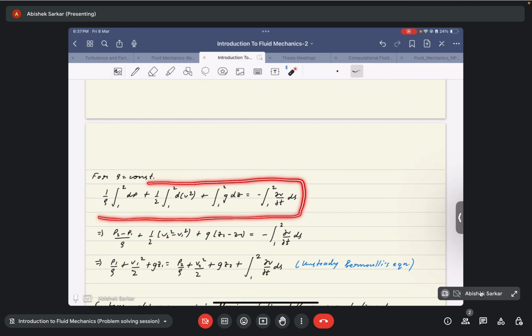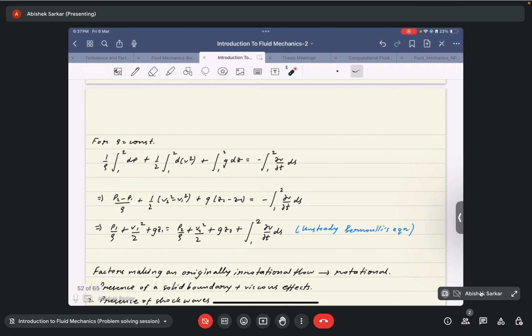Okay, and considering rho to be constant, once we do the integration, we get (P1 minus P2) by rho plus half (V2 square minus V1 square) plus g (Z2 minus Z1) is equal to minus the integration from 1 to 2 of dV dou V by dou t ds.